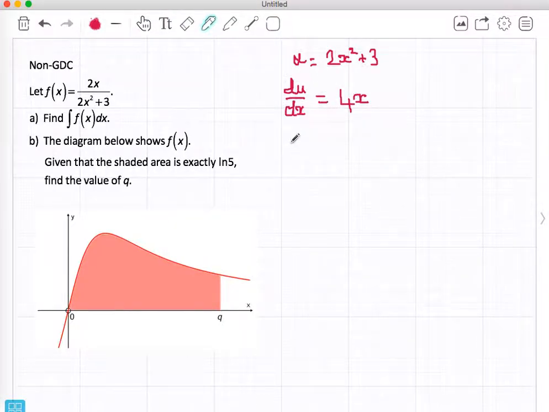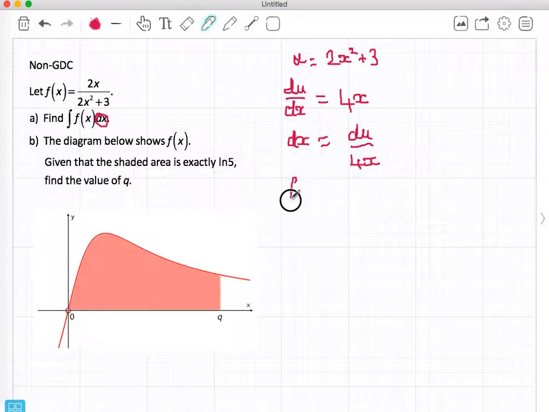Now I'm going to make dx the subject of the equation. So this happens every single time once you've found your u. So making dx the subject of the equation means that it's du divided by 4x. Now I'm going to replace dx here with this.